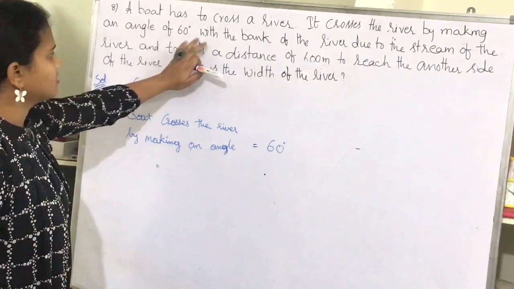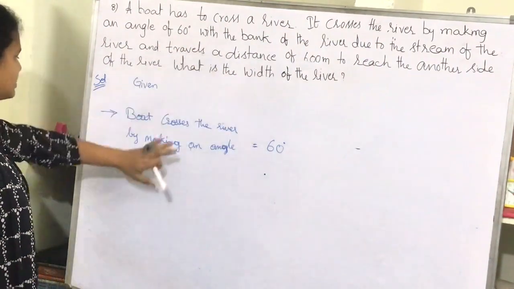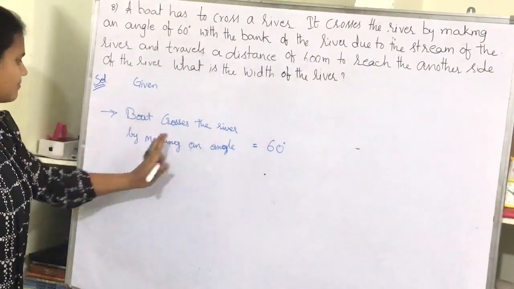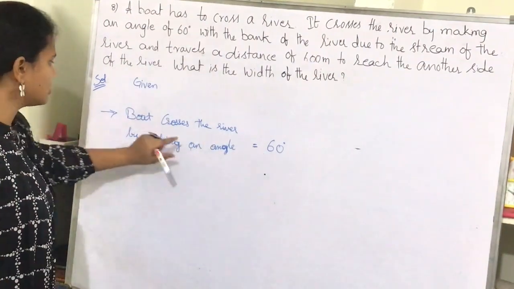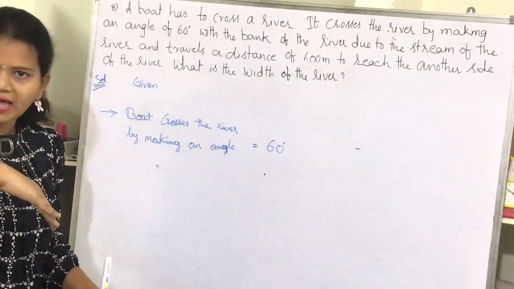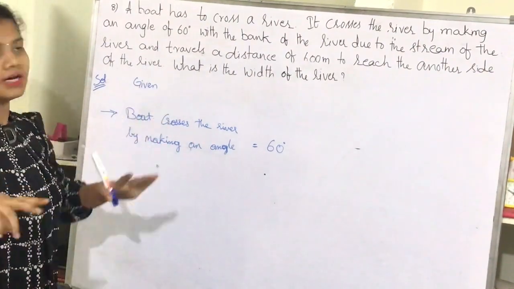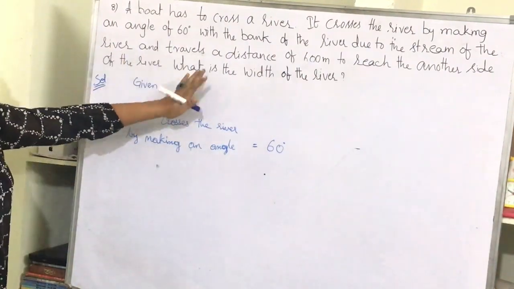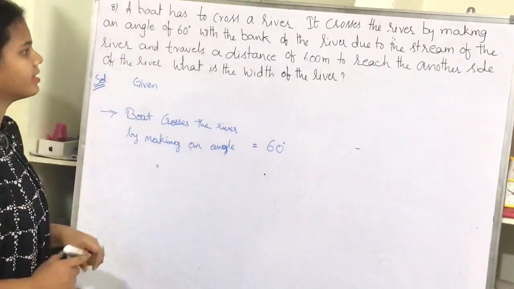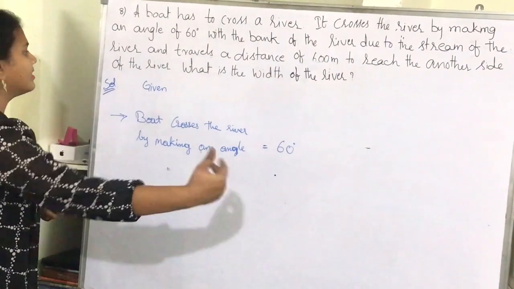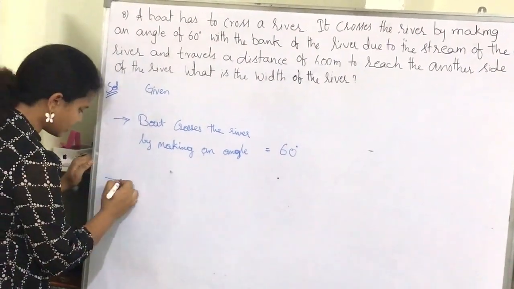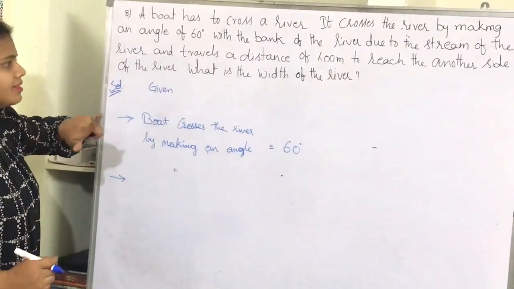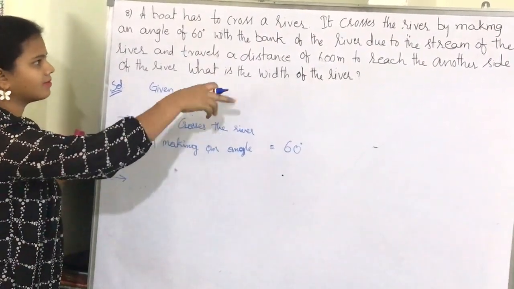Okay, now next, an angle of 60 degrees with the bank of the river. So this boat crosses the river by making an angle of 60 degrees with the river due to the stream of the river, and travels a distance of 600 meters to reach the other side of the river. So the second data that we have is with the bank of the river.